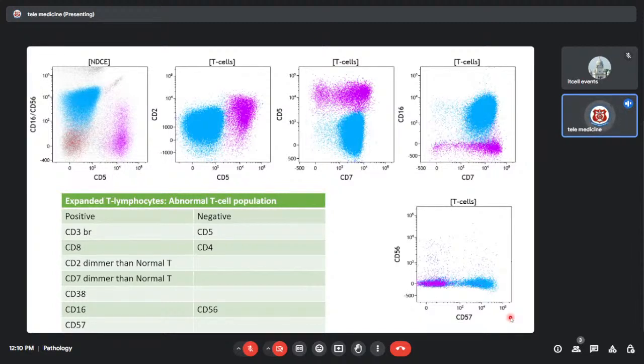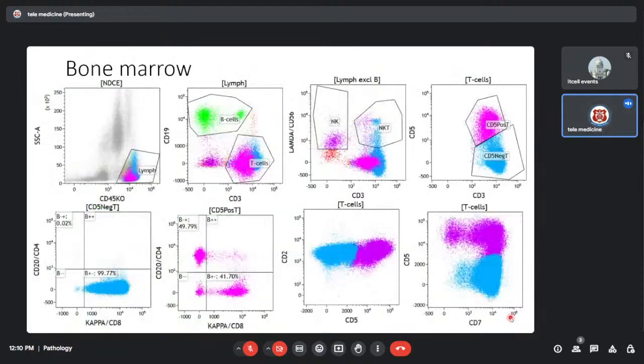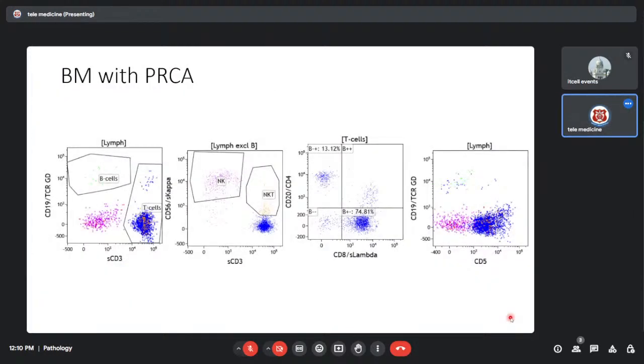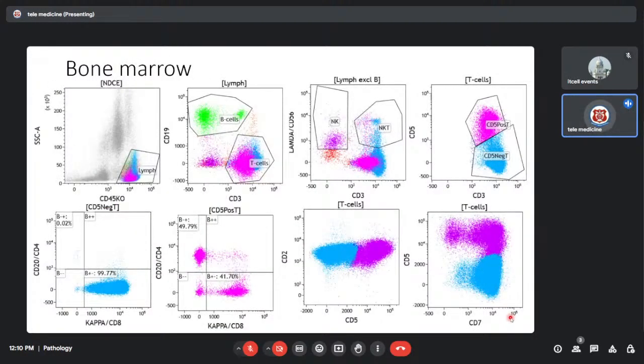So we have an expanded cytotoxic T cell population which expresses CD16, expresses CD57 in a subpopulation, shows a dim to absent 5 and slightly dimmer CD7. So with this, the bone marrow also came. So we assayed the bone marrow. Nearly the same phenotype was available in the bone marrow as well. So this patient was suspected as a case of T-LGL leukemia.